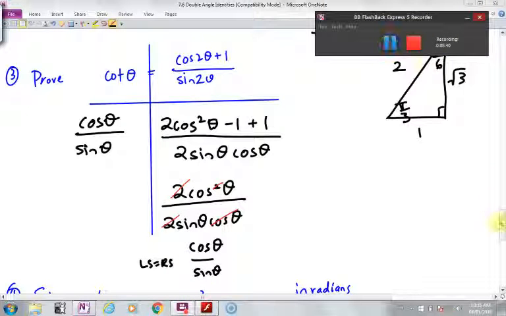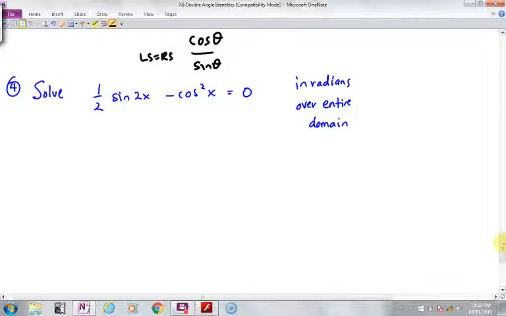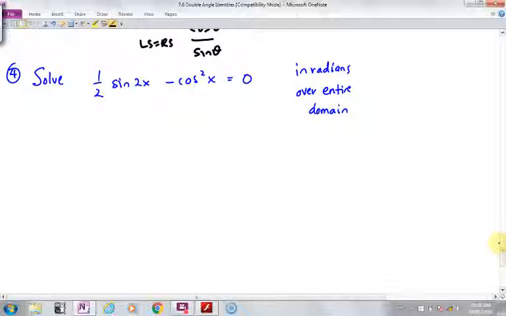Last example I want to look at with you is solving an equation with a double angle identity. We spent a lot of this half of the chapter talking about proofs, but it's important to remember that this chapter is also about trig equations. So solve 1/2 sine 2x minus cos squared x equals 0 in radians over the entire domain.